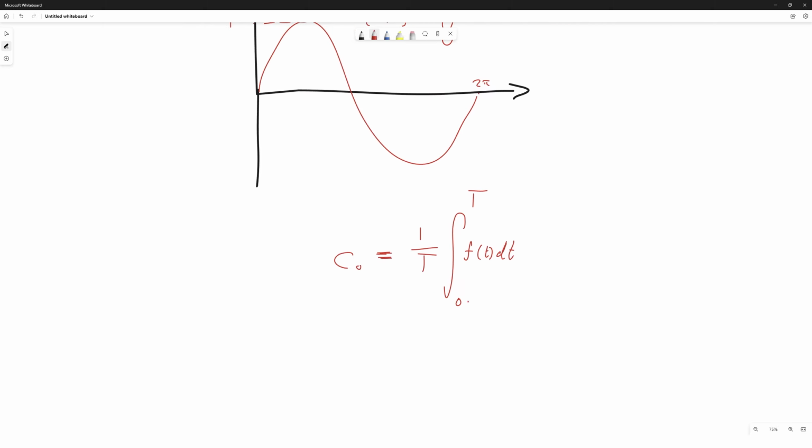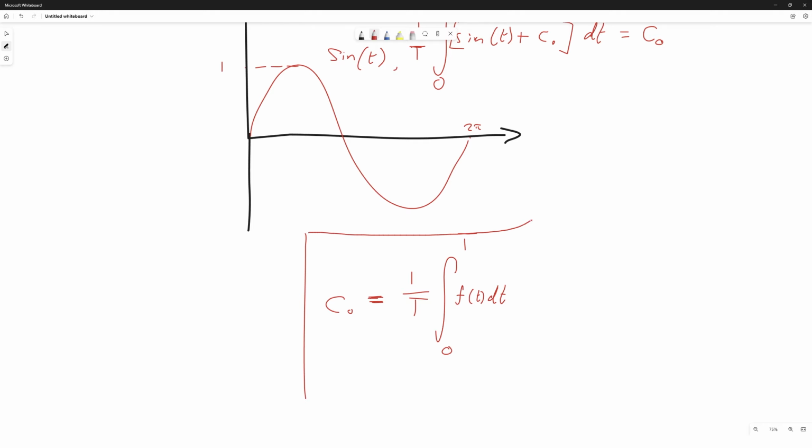Now, it is important to note that when integrating over a period, it does not matter what the bounds are. You can go from negative T over 2 to T over 2. You can go from T over 2 to 3T over 2. It really doesn't matter, as long as it's over one period.